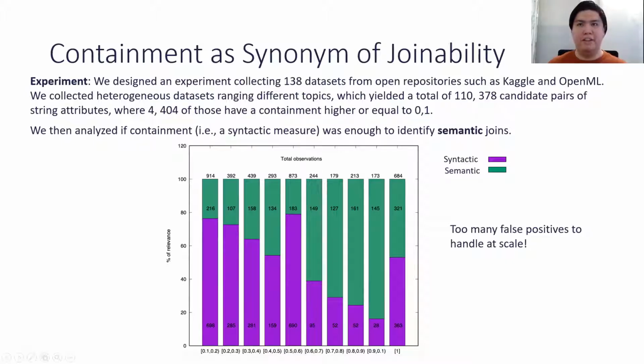Here we have a graph with the different similarity thresholds, and we can see that the number of syntactic relationships increases when the threshold for the containment similarity decreases. Although we can see that for thresholds between 0.5 and 1, the number of syntactic non-semantic relationships increases. And here we can find cases like the ones commented before, like gender and artist name. Current state of the art falls into this problem and generates too many false positives to filter out manually.